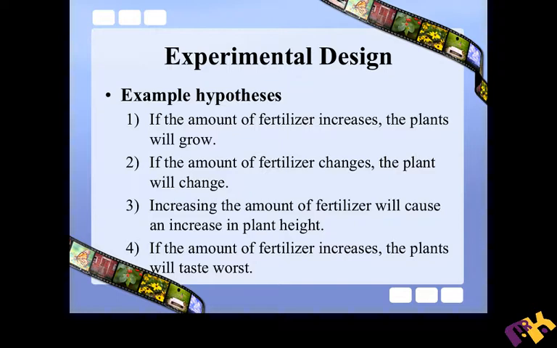We're changing the amount of fertilizer. We're measuring the plant's growth, right? So we have a directionality to the setup of the hypothesis. All right, if the amount of fertilizer changes, the plant will change.